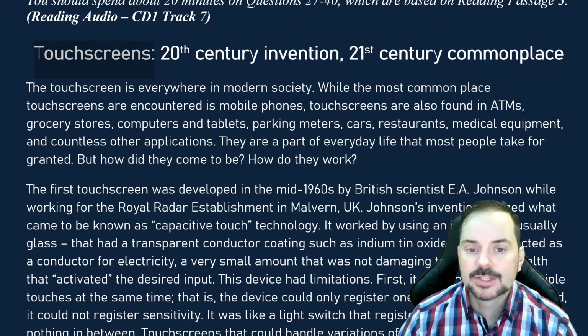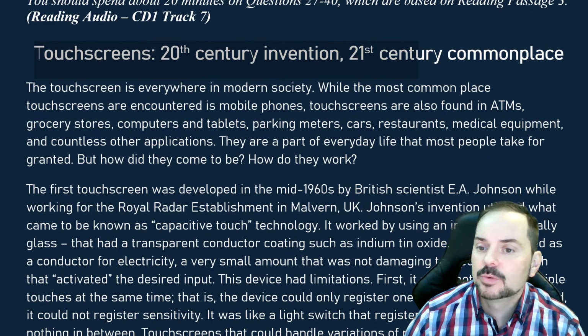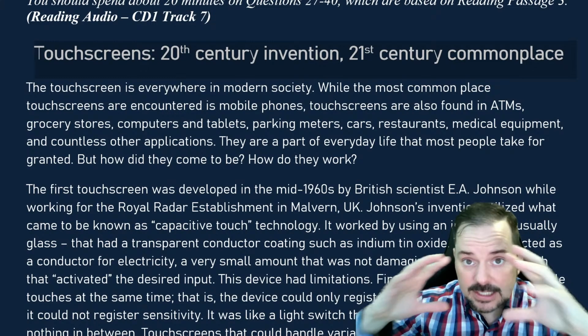So touchscreens, 20th century invention, 21st century commonplace, and visualize. See the information.